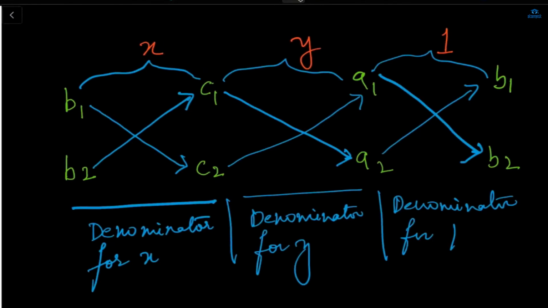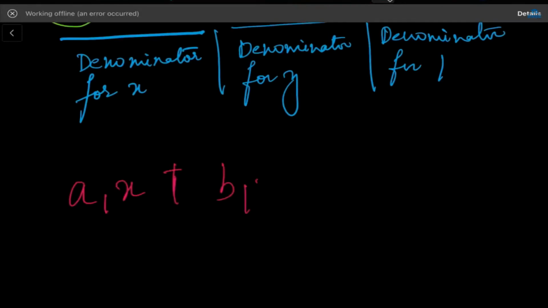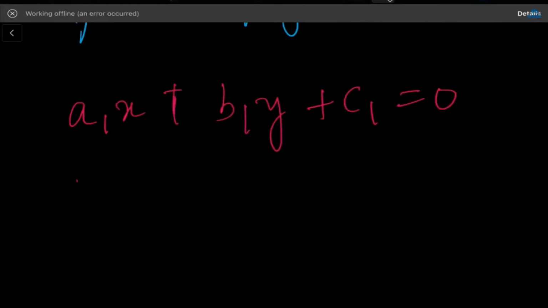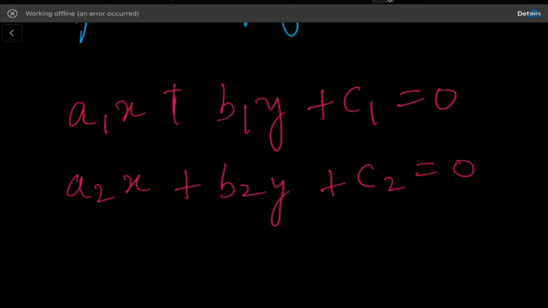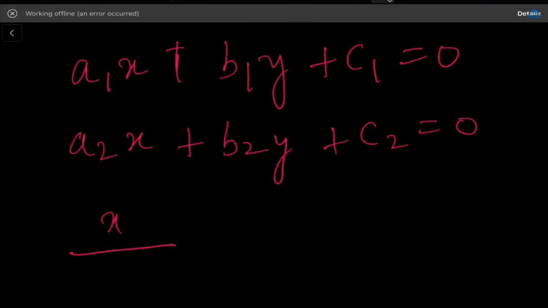You have to remember this main chart. Or if you're not drawing the chart and you have written the equations like A1x plus B1y plus C1 is equal to 0, and A2x plus B2y plus C2 is equal to 0, then when you are finding the value of x, when you are writing x by, you have to leave this value.